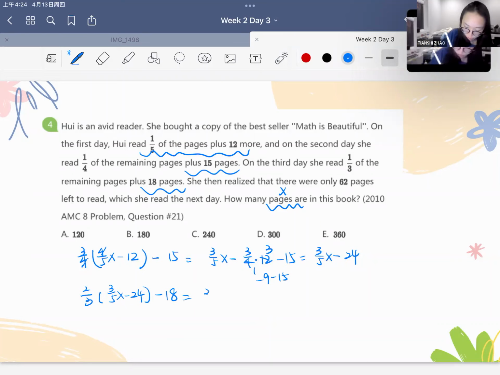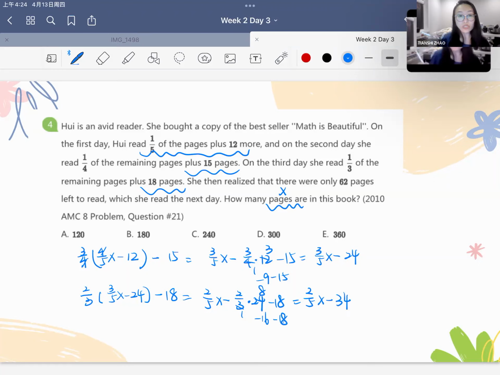Do the simplification, it will be 2/5x and then 2/3 times 24 and minus 18. So 2/5x and then minus 16 minus 18, so it's minus 34. So after the third day, there are 2/5x minus 34 pages left. And the question tells us that the remaining number of pages is 62. So 2/5x minus 34 equals 62, so 2/5x equals 96. So x equals 96 times 5/2.